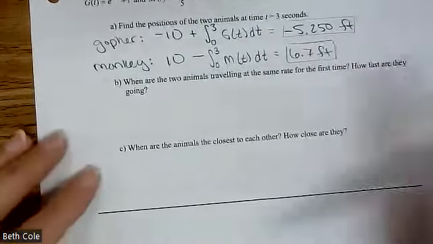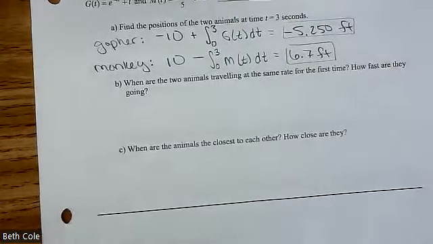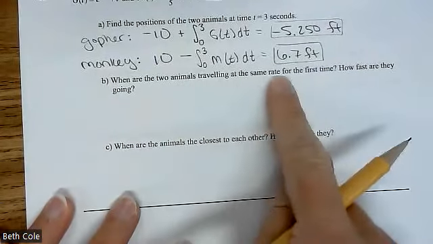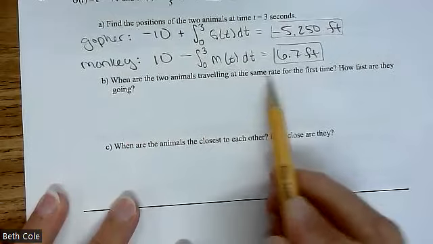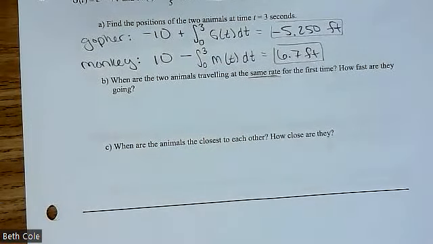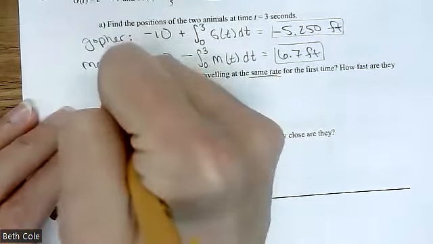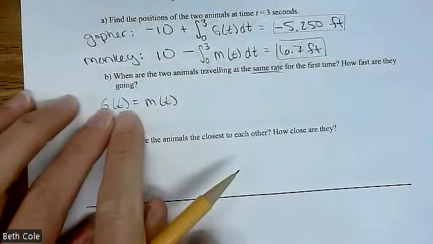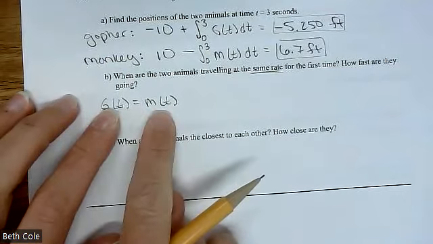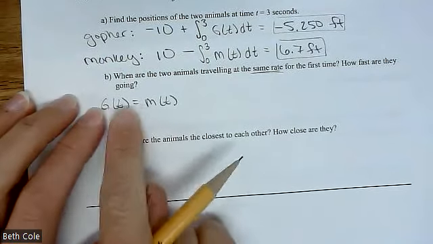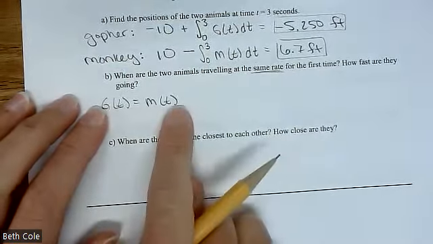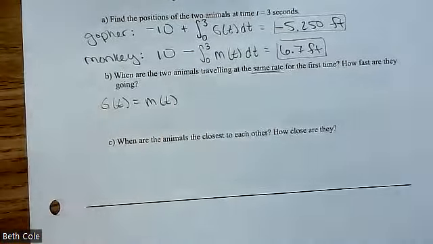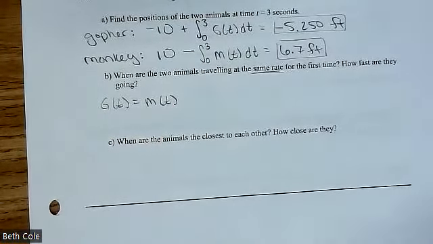All right, because they're moving towards each other. When are the two animals traveling at the same rate for the first time? How would you do that? Set them equal. g of t equals m of t. And I know this sounds silly. Always write stuff like that on your AP exam, because a lot of times it'll be worth a point to set those equal. It's the silliest little thing to get a point for. So write that every time, okay?